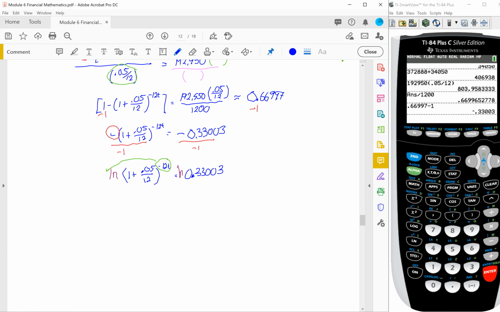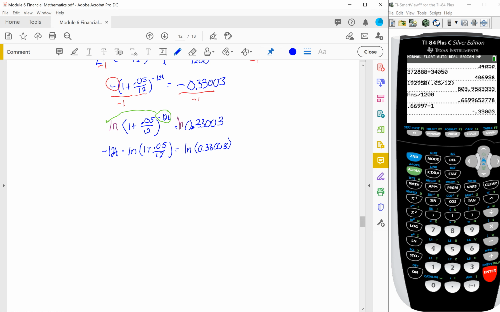So then we'll get negative 12t natural log of 1 plus the 0.05 divided by 12 equals the natural log of the 0.33003. Okay, we're almost done with this because now I want to get t by itself. Let's divide both sides of our equation by the thing that's not t, which would be the negative 12 natural log of the 1 plus 0.05 divided by 12.